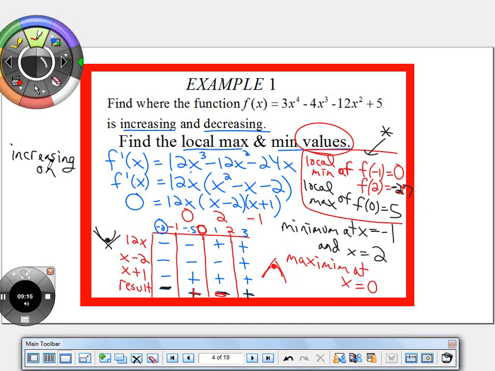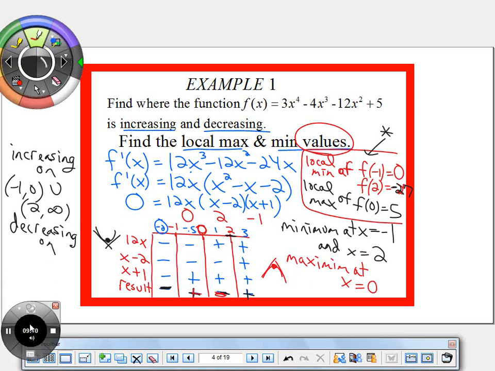So on, let's say, negative infinity to, let's say negative 1 to 0, unioned with, it looks like 2 to infinity. Would you agree? So 2 to infinity. So those two intervals. And then we'd say decreasing on, and that would be wherever the first derivative is negative, because, again, first derivative determines how the function is changing. So we'd say negative infinity to negative 1, and we would union that with 0 to 2. All right? So there's that one.